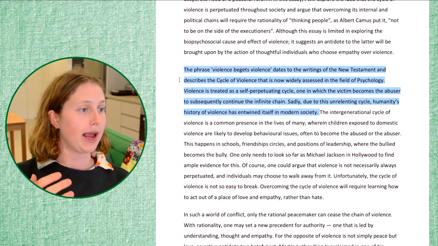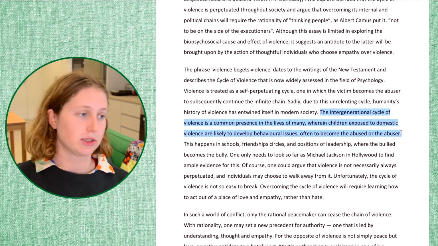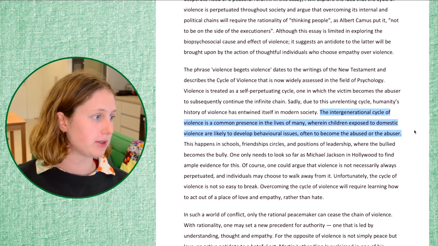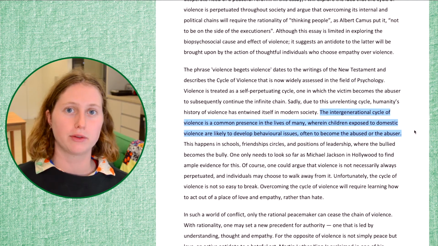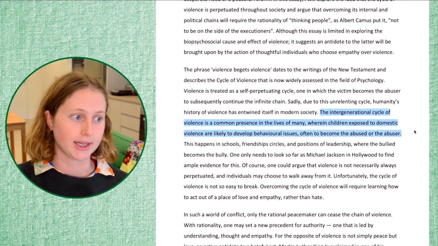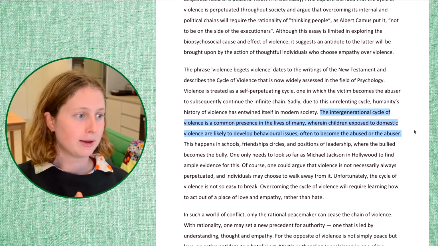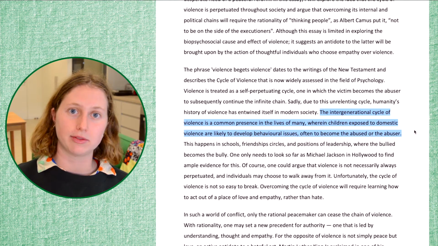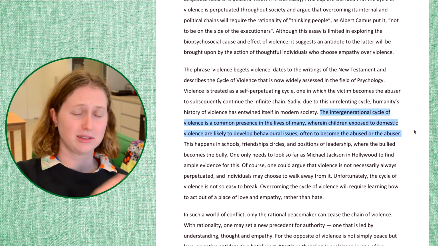All right, so we go on and we get to my example. I say, the intergenerational cycle of violence, which is what I'm using as my example, is a common presence in the lives of many, wherein children exposed to domestic violence are likely to develop behavioral issues, often to become the abused or the abuser. Now, I didn't even really need to know a perfect example from history or contemporary society to be aware of this. We're all pretty much aware of the intergenerational cycle of violence, but all I've done there, just from either our own experience or things that we've maybe seen on TV or heard in popular culture, and I've used that to come up with a relevant example for this essay, which is fine.